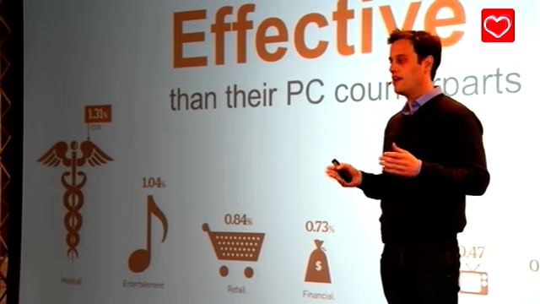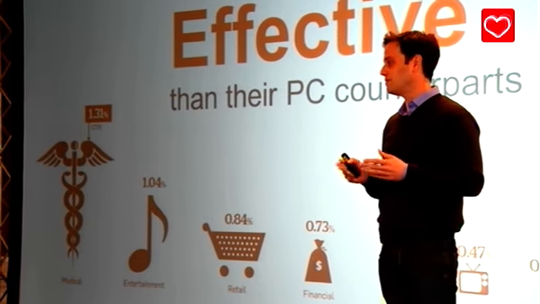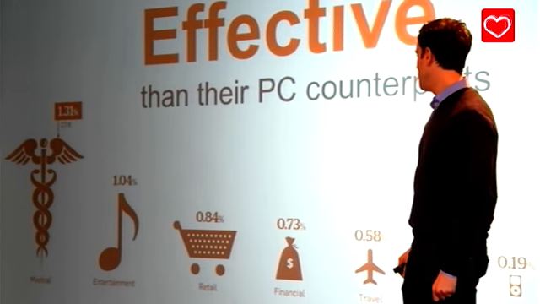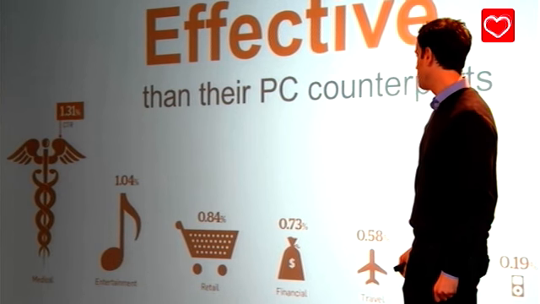Entertainment, again, has the second highest click-through rate among our verticals. That makes sense. Again, iPhone is also a music device. Makes sense that CTR on entertainment is going to be very, very high.